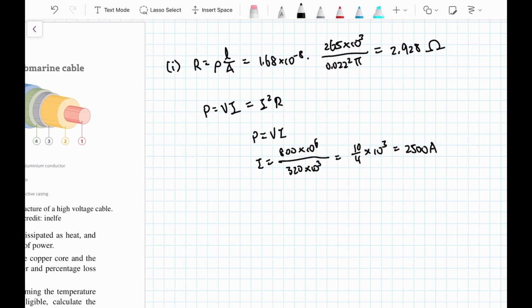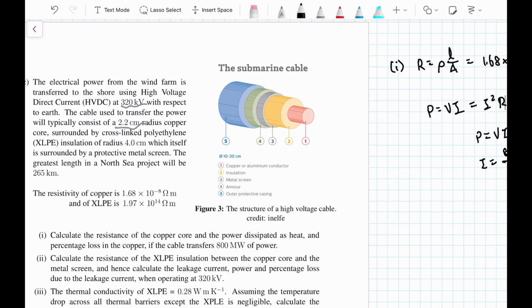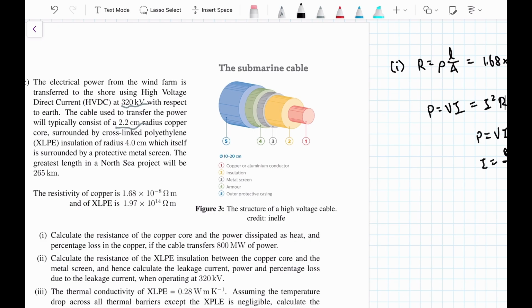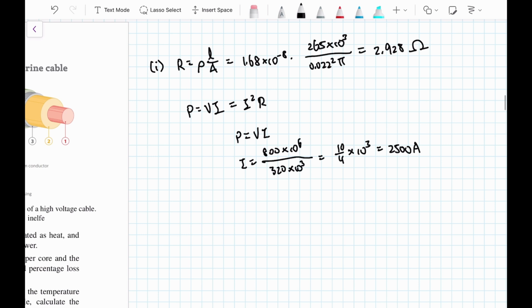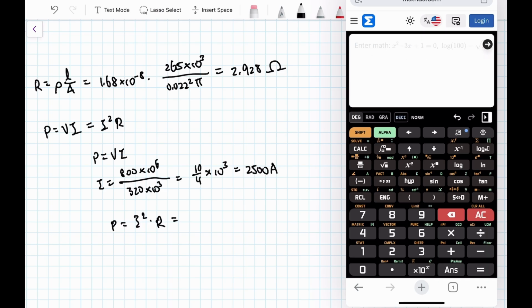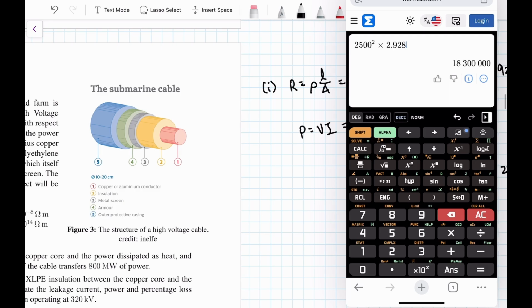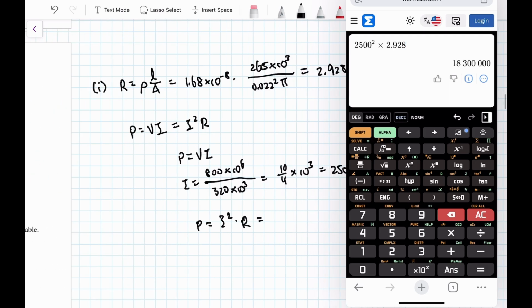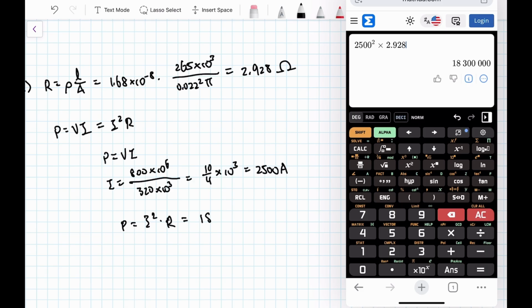So therefore the power dissipated, that seems a bit high. Let's see. The power dissipated will be equal to I squared times R, with R calculated earlier. So that's 2500 squared times 2.928, and that's okay, so that's 18.3 megawatts.